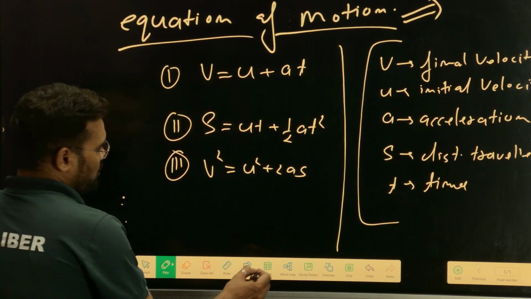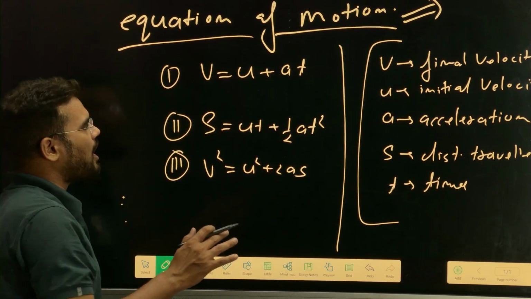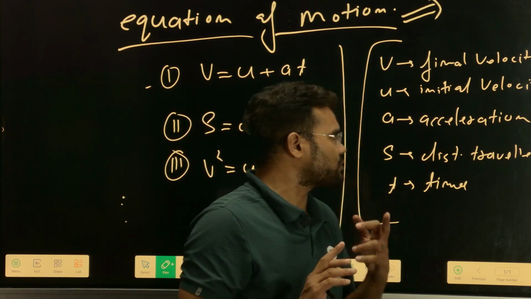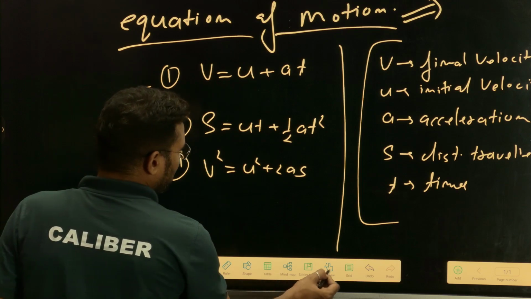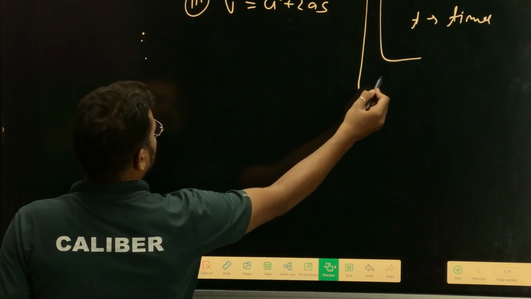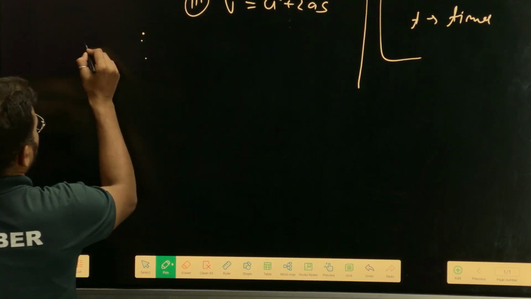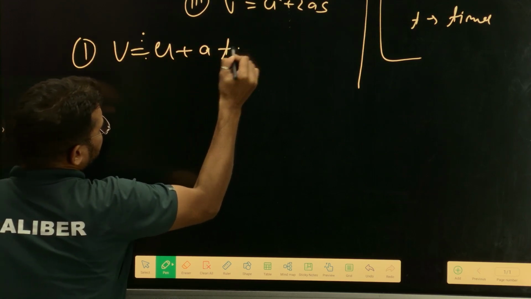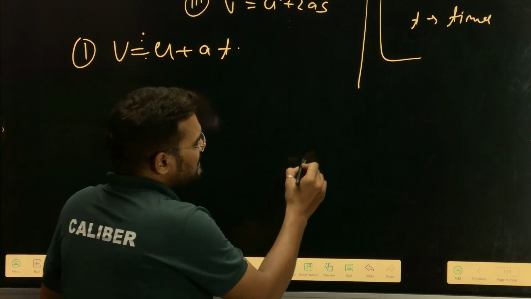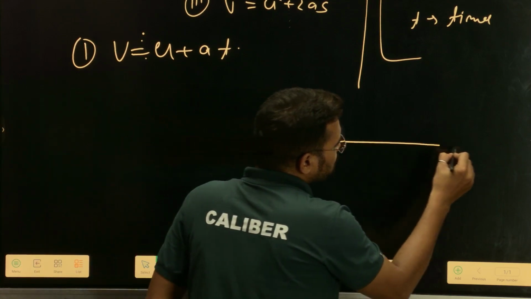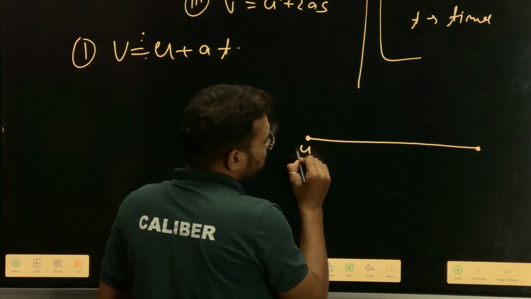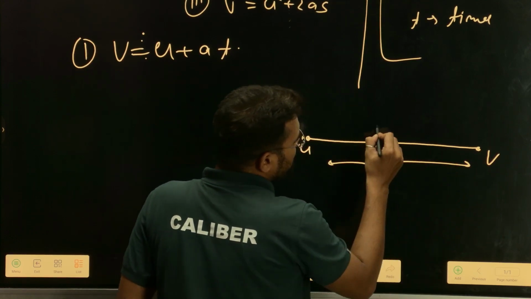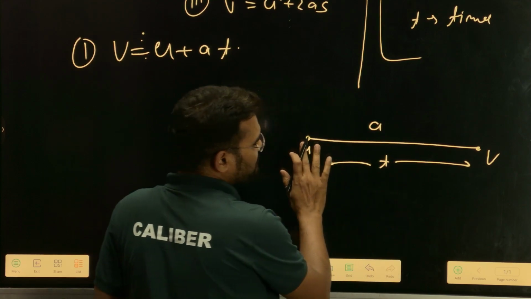Okay. So now we are supposed to study how we are going to derive these equations, derivation and the application in questions. So now when we learn the derivation, the first equation, V is equal to U plus AT. Now again, when we will start observing a motion of a body which starts from U and finishes at V within time interval T, acquiring an acceleration from U to V.